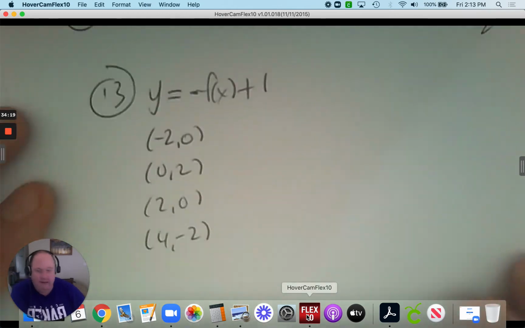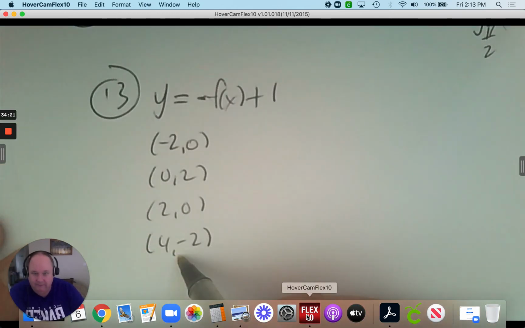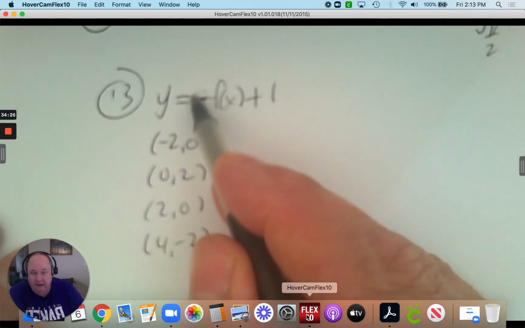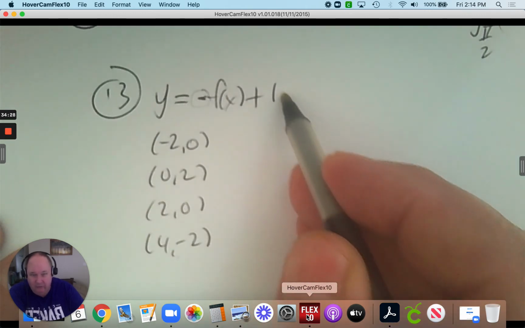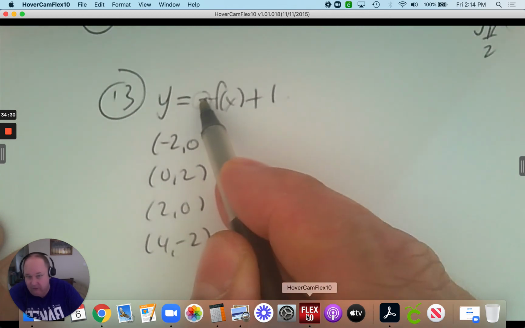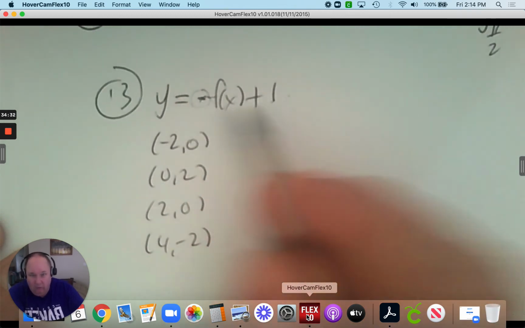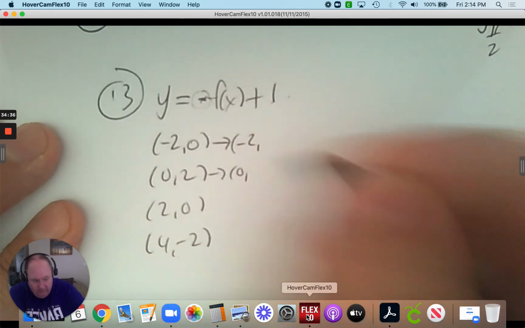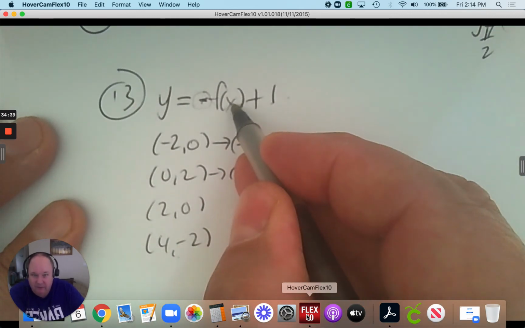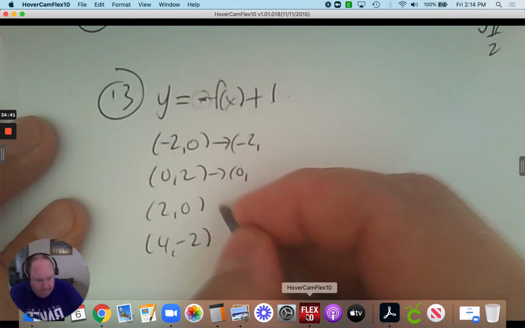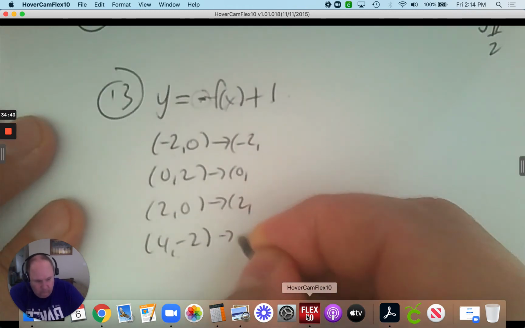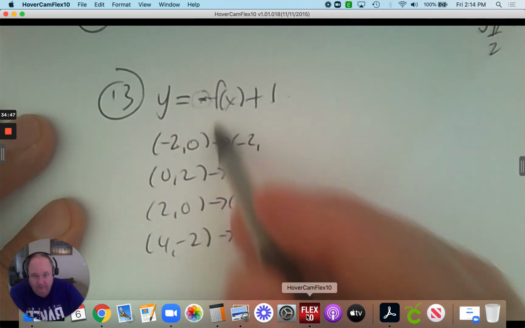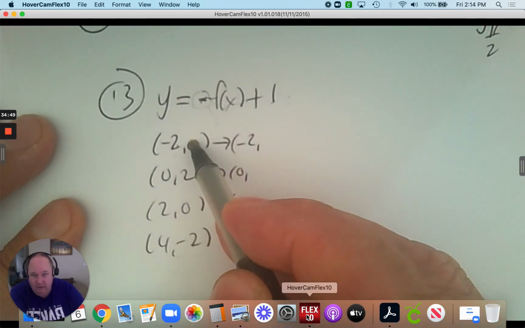So take each key point that I see on the graph and transform it. So if it's a negative and adding and subtracting, this is all in front of or after the function. This only affects the y coordinate. So the x coordinate stays the same. If something happens inside the parentheses, then x changes. The y coordinate, I'm going to go times negative 1 and then add 1.